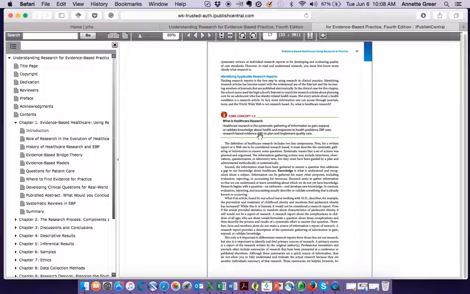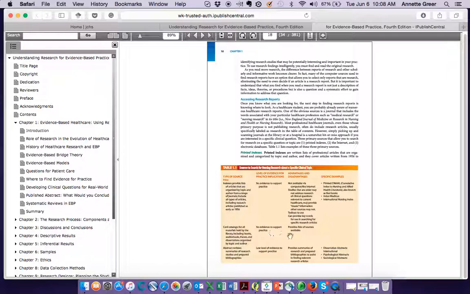Here's core concept 3. What is healthcare research? Healthcare research is the systematic gathering of information to gain, expand, or validate knowledge about health and response to health problems. EBP uses research-based evidence to plan and implement quality care. So you need to make sure that you're reviewing these core concepts. Knowledge is what is understood and recognized about a subject. If it's bold, you highlight what's behind it. The things that are in these tables are important.